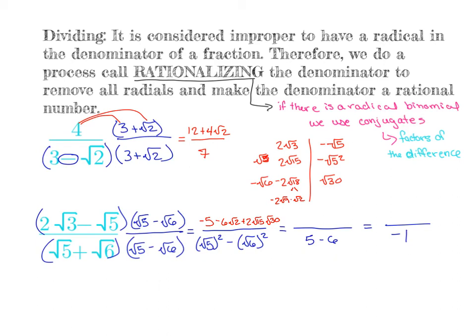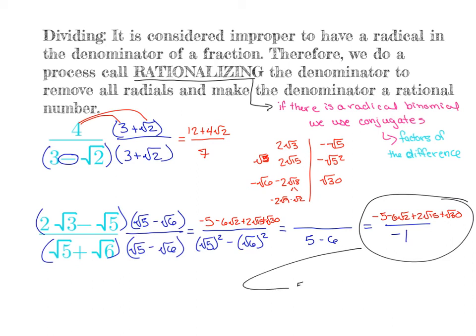So our final answer is, we've got negative 5 minus 6 square roots of 2 plus 2 square roots of 15 and plus the square root of 30. And because we are dividing by negative 1, that allows us to actually change all of the signs. And so our final answer can be written as positive 5 plus 6 square roots of 2 plus 2 square roots of 15 plus the square root of 30. And again, that only worked because after we rationalized the denominator, we had a negative 1. So that isn't always going to happen.